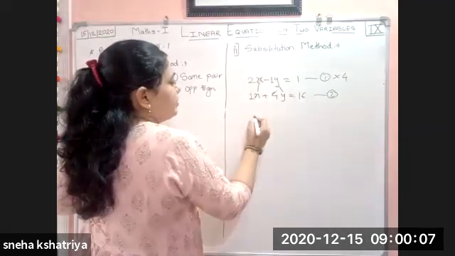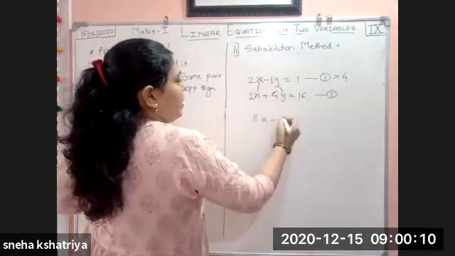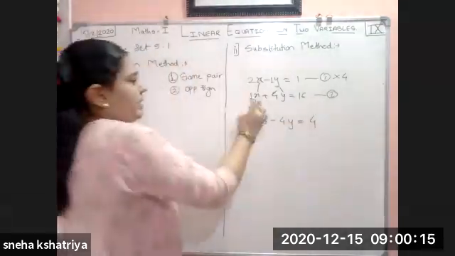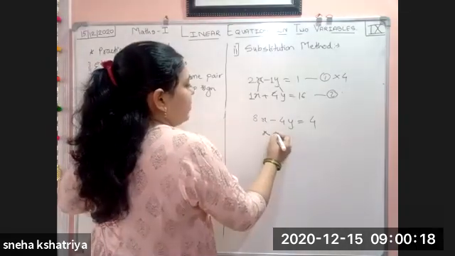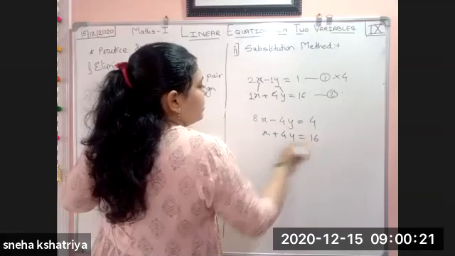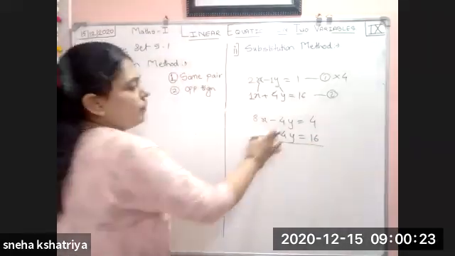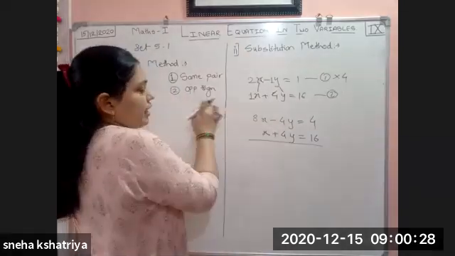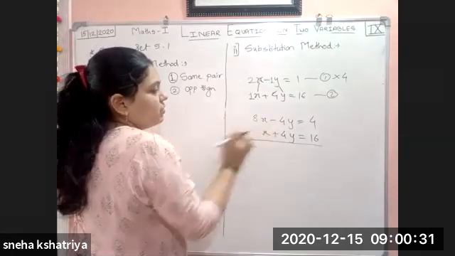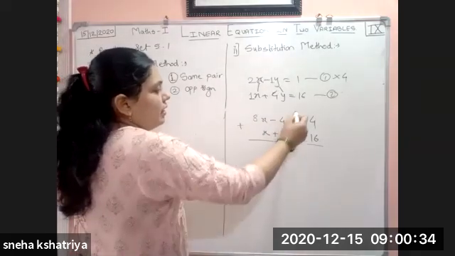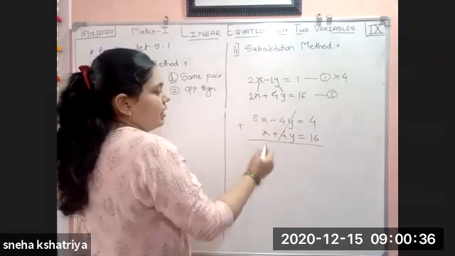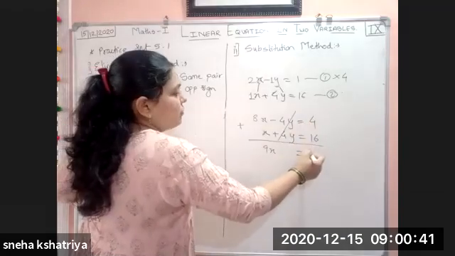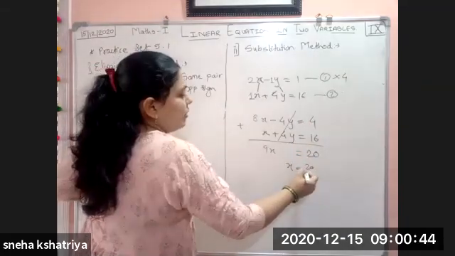After multiplying by 4, you will get 4 into 2 becomes 8x minus 4 into 1, 4y, which is equal to 4 into 1, 4. And the second equation stays as it is, x plus 4y is equal to 16. Now 4y and 4y have become the same pair, and they also have opposite signs: one is minus, one is plus. So we can directly add. Here it gets cancelled. 8x plus 1x becomes 9x, and 16 plus 4 becomes 20. The x value becomes 20 upon 9.